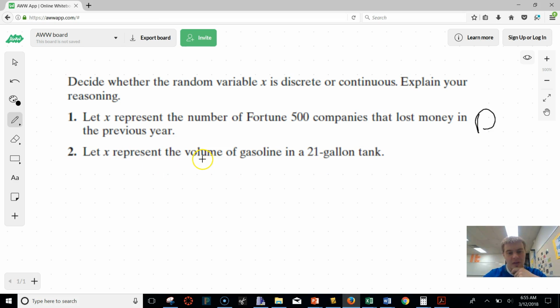And let X represent the volume of gallons in a 21-gallon tank. Now you would think that this would be discrete, but this would be continuous because I can't count it out. Again, you could get fractional parts of a gallon. Like I could get 7.15 gallons of gas that is left in the tank. So it would be really hard to get all the numbers. So this again is this continuous or range. So discrete because I can count this up on my fingers. Continuous because this is going to have decimals, so it could be in a range. Let's try the next example.